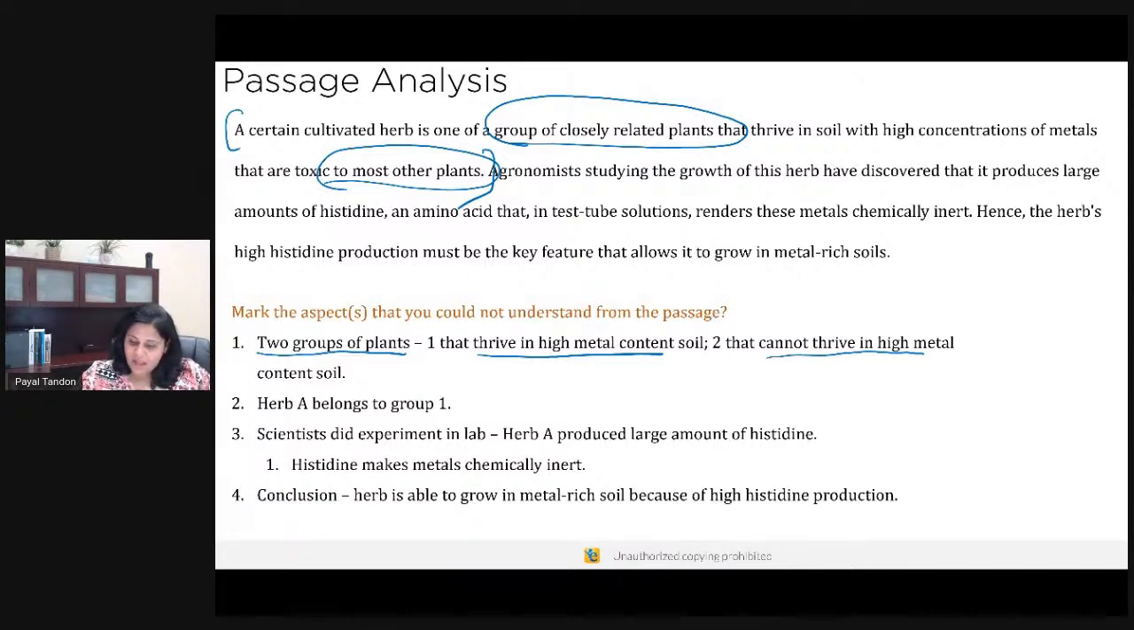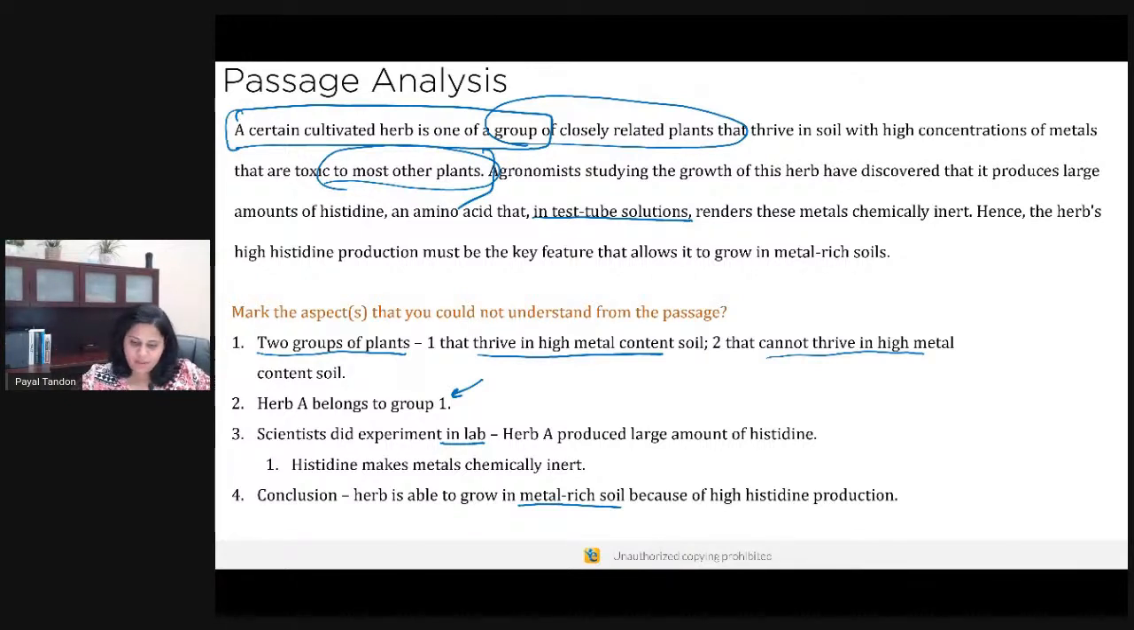Okay, all right. So now herb A belongs to group one. This part is explicitly stated over here, right? A certain cultivated herb is one of a group of closely related plants. Now the scientists did an experiment in the lab. You say test tube solutions, that's in the lab. Herb A produced a large amount of histidine, and histidine makes metals chemically inert. Now, what is the author's conclusion? The author's conclusion is that the herb is able to grow in the metal-rich soil because of high histidine production. So it's a straightforward causal relationship here.